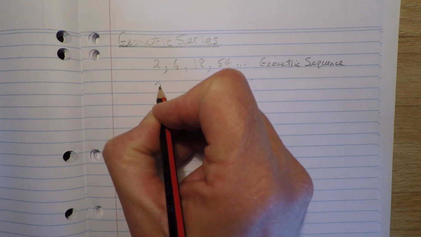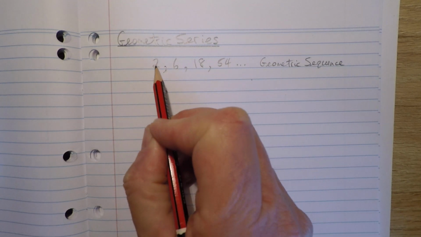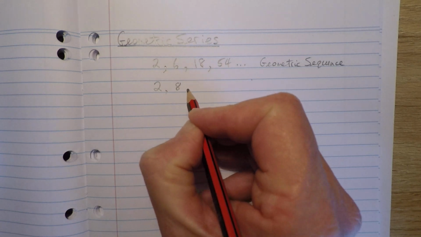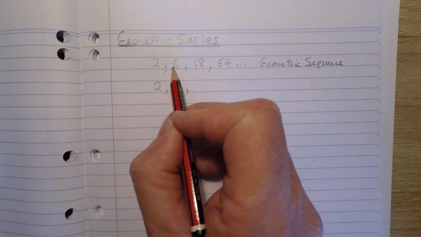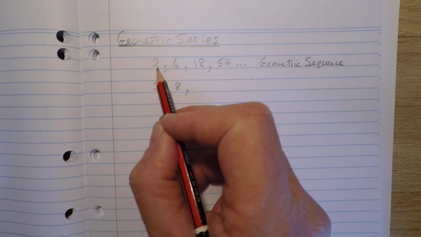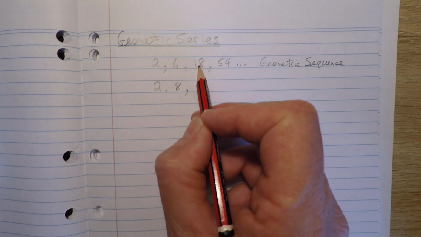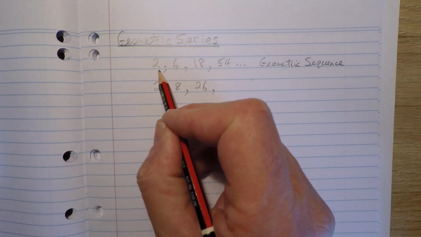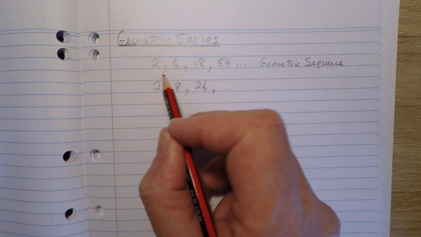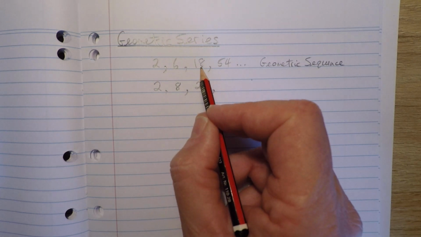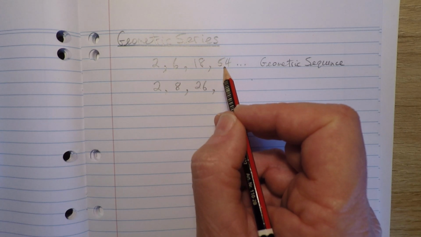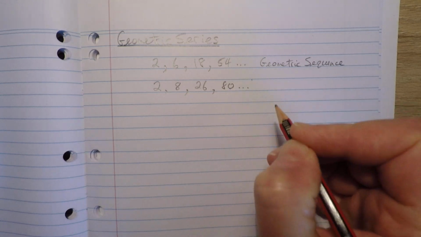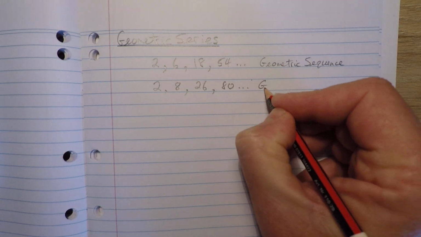So the first term is 2. If we were to add the first term and the second term, 2 plus 6 is 8. If we were to add the first term and the second term and the third term, we'd have 2 plus 6 is 8, 8 plus 18 is 26. If we were to add the first, the second, the third and the fourth term, 2 plus 6 is 8, 8 plus 18 is 26, 26 plus 54 is 80, and so on. Now this is called a geometric series.